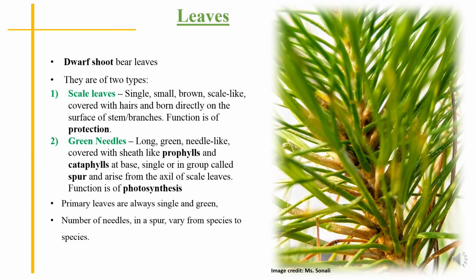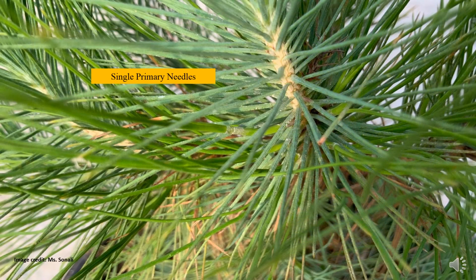Now, two more points to remember are that first, in younger pine plants, the leaves are only of one type, that is single green needle. They are known as primary leaves. And second, the number of needles in a spur vary from species to species and is their unique characteristic. In this picture, you can see single green needle-like primary leaves arising from the young stem.